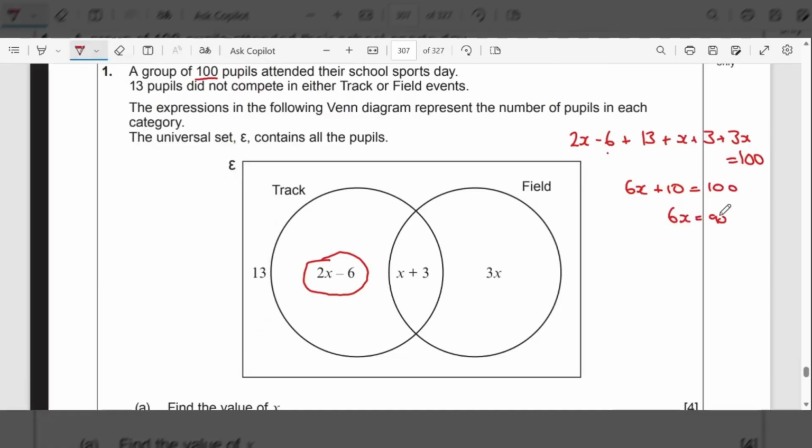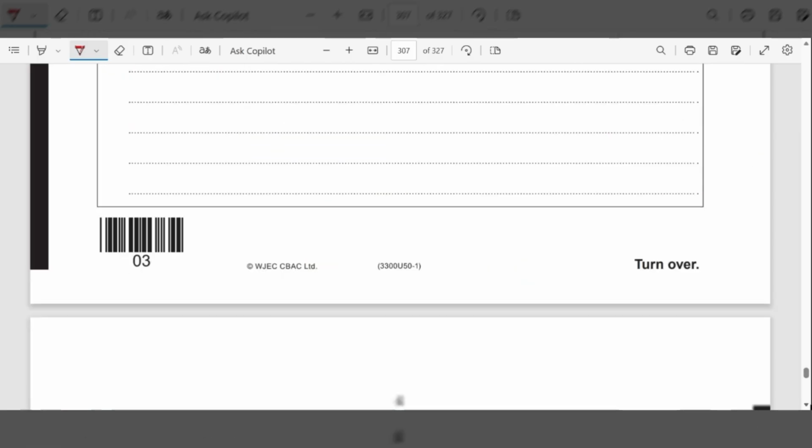So x equals 15. Once I know what x is, part B might ask how many people chose track. Well, this is 2 lots of 15, take away 6, which is 24. This is 15, add 3, which is 18, and this is 3 lots of 15, so it's 45 people there, and I can answer any question they want, okay? Right, we move on.